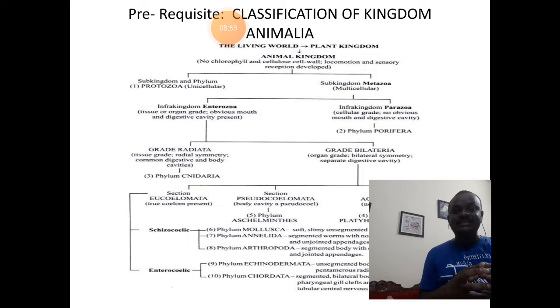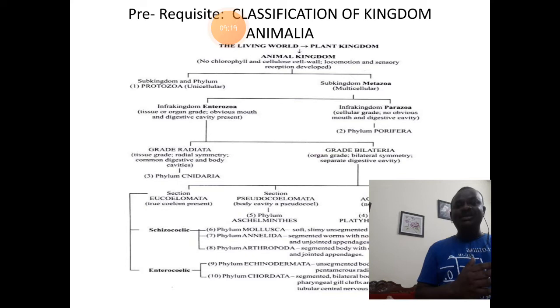So all single-celled organisms of the animal group come under this subkingdom of unicellular organisms. It includes only one phylum, which we call Protozoa. As you know, examples for this phylum are Amoeba, Paramecium, Euglena, etc.